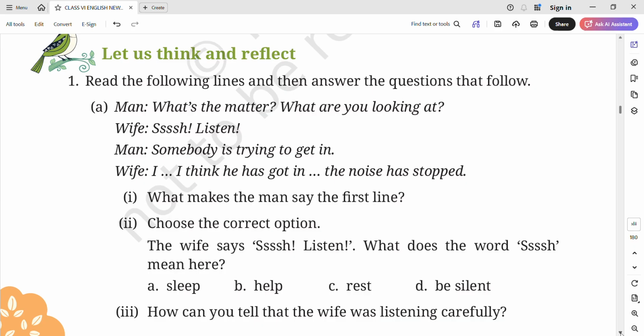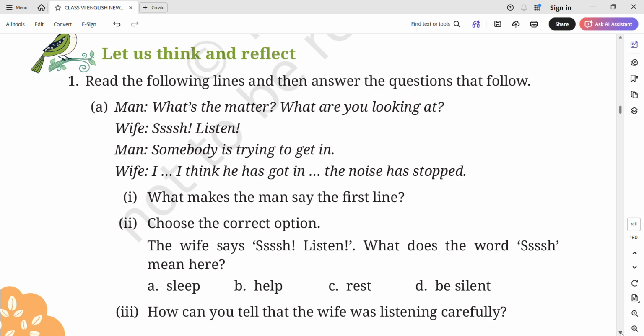Man, what's the matter? What are you looking at? Why? Shh, listen. Man, somebody is trying to get in. Wife, I think he has gone. The noise has stopped.